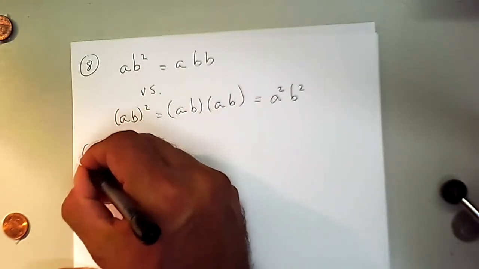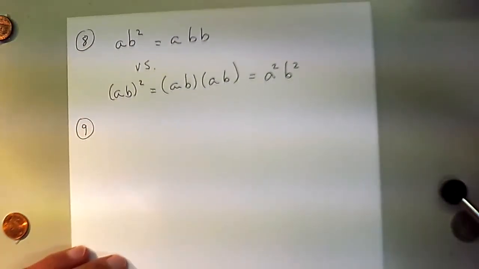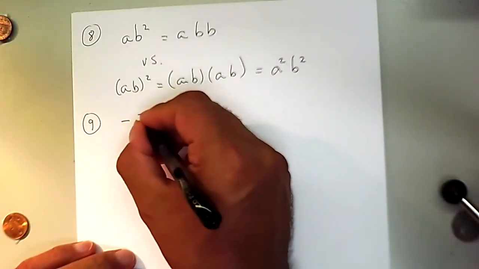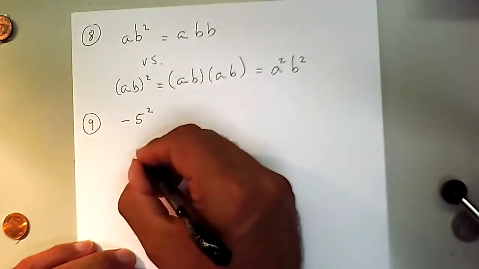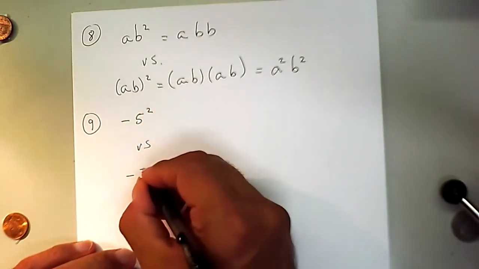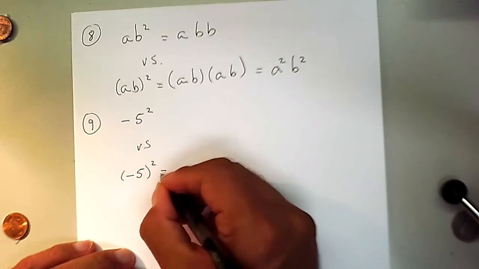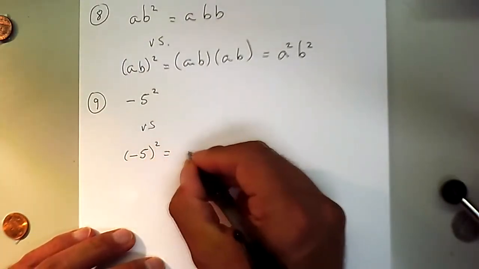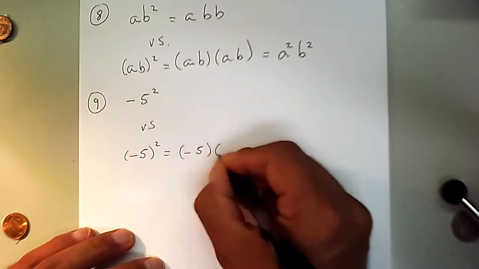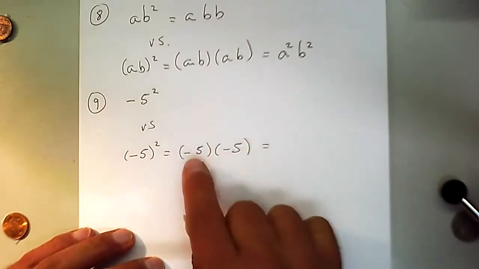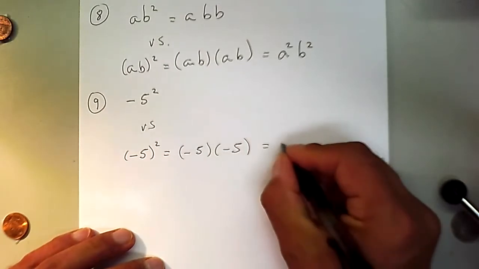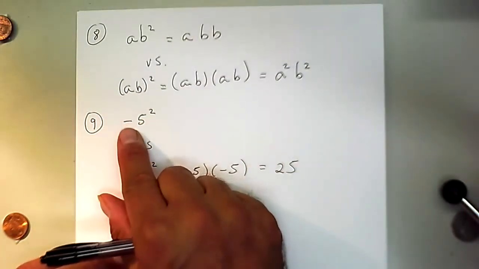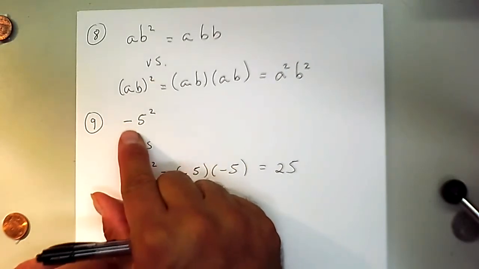That difference is even more noticeable when we have a negative. So negative 5 squared versus negative 5 quantity squared. Okay, let's start with this one. Negative 5 quantity squared is really negative 5 times negative 5. And so we have two negatives multiplying together, and the final answer is 25. That is not the case here.